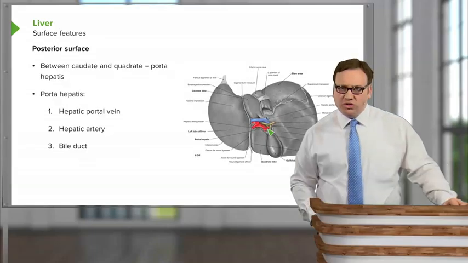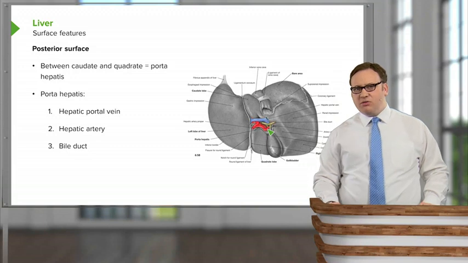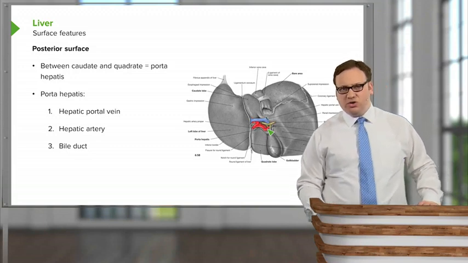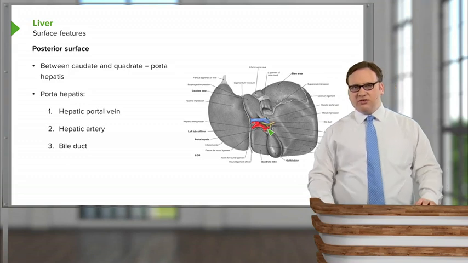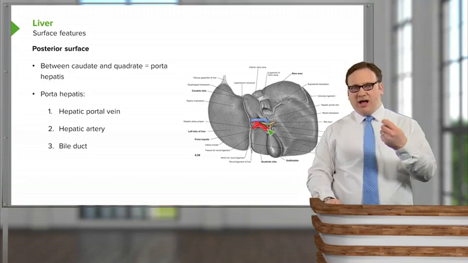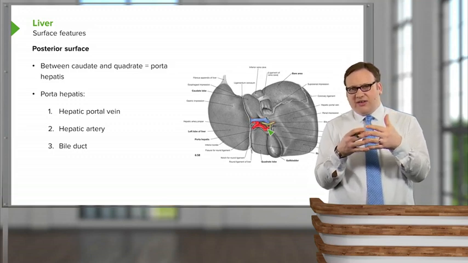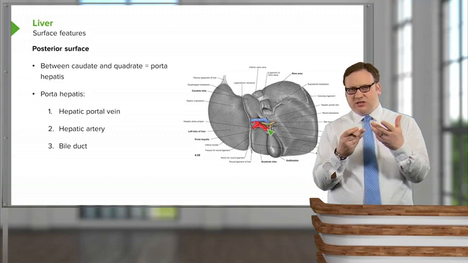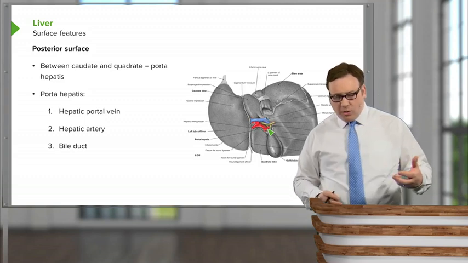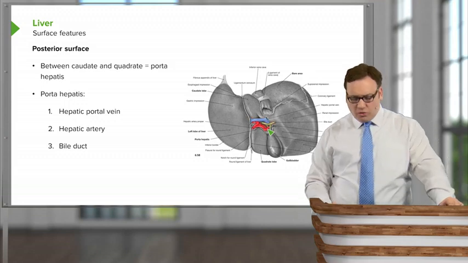If you remember the portal triad running in the free edge of the lesser omentum in the hepatoduodenal ligament, it contained 3 structures. And those 3 structures are now passing towards this opening at the liver, this kind of gateway to the liver that allowed these vessels to pass in and out. So at the porta hepatis, we find the same 3 structures that are in the portal triad.